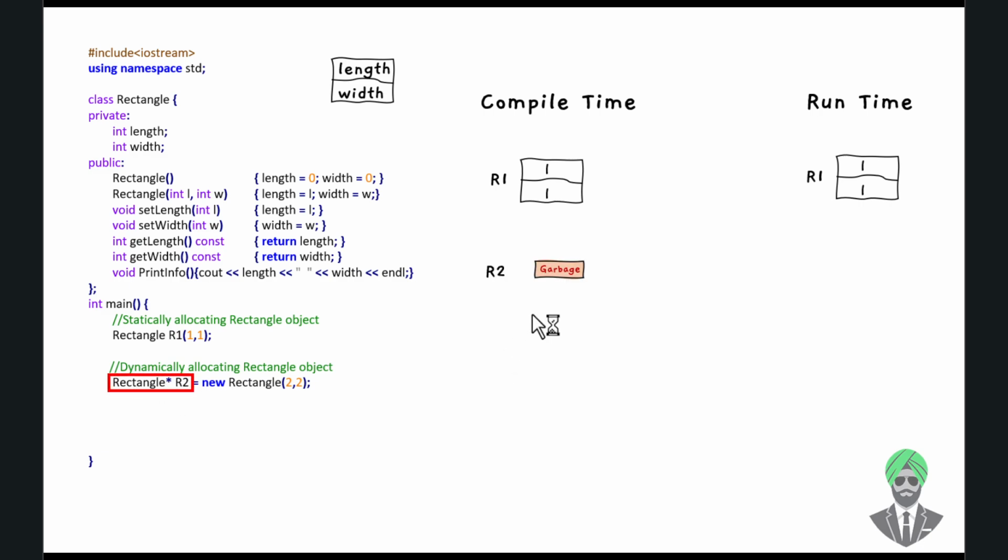So at compile time, R2, because it's a pointer variable, is just pointing at some random location. That's why this is an address. We call it a garbage value. So it's just pointing at some random location. At runtime, however, it will still be there with the garbage value.